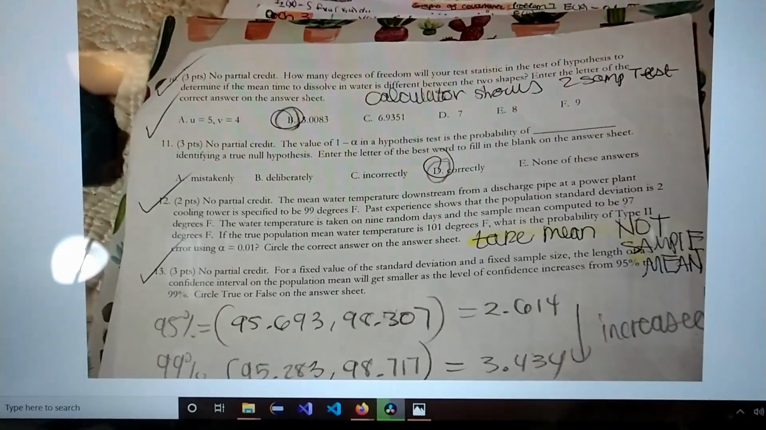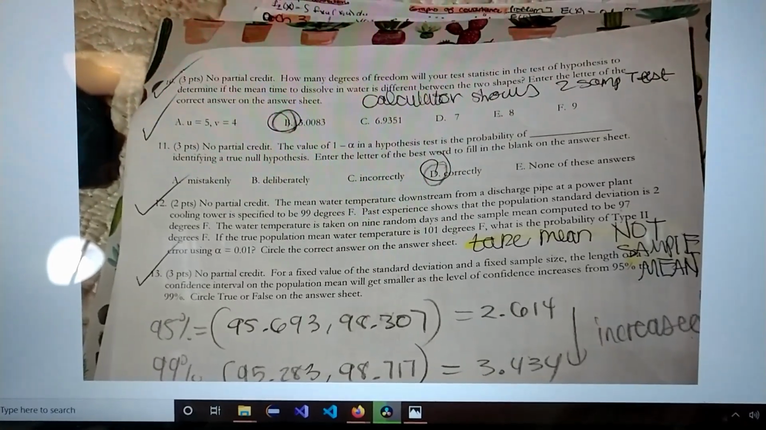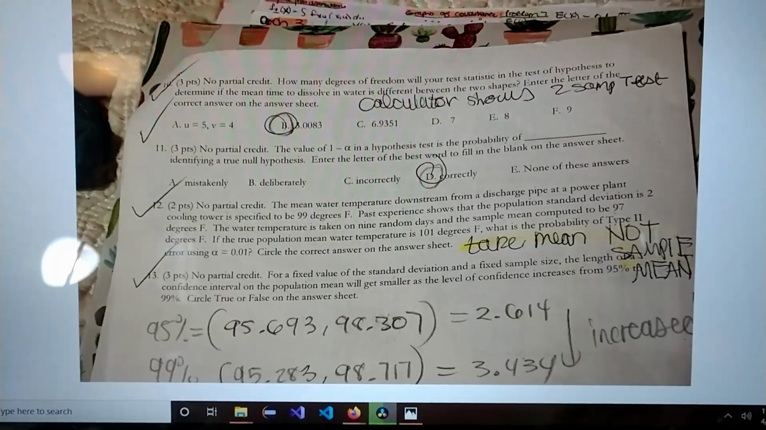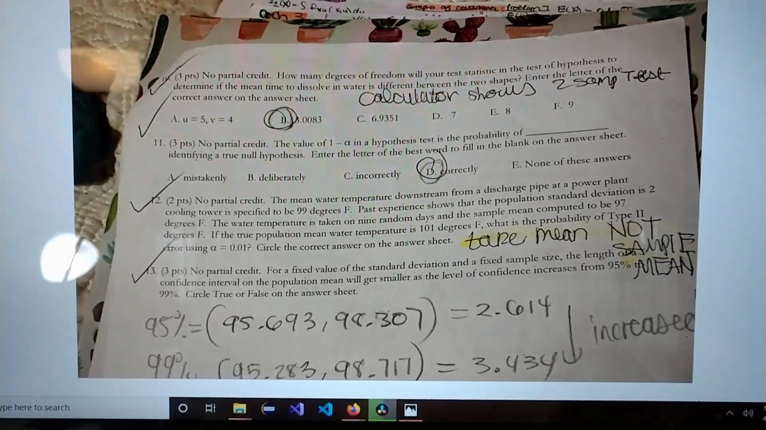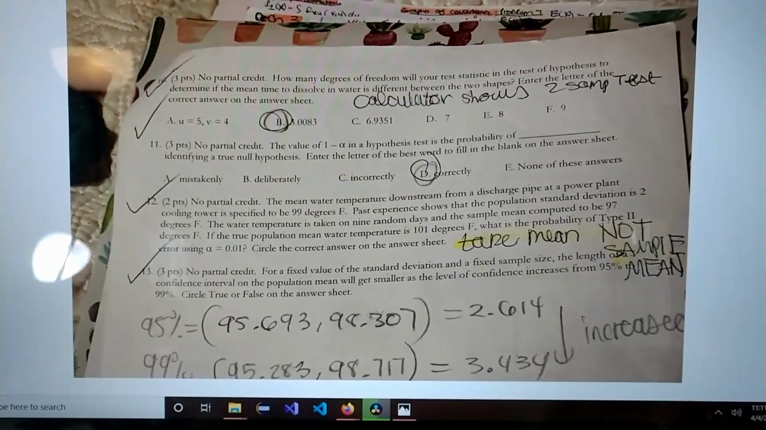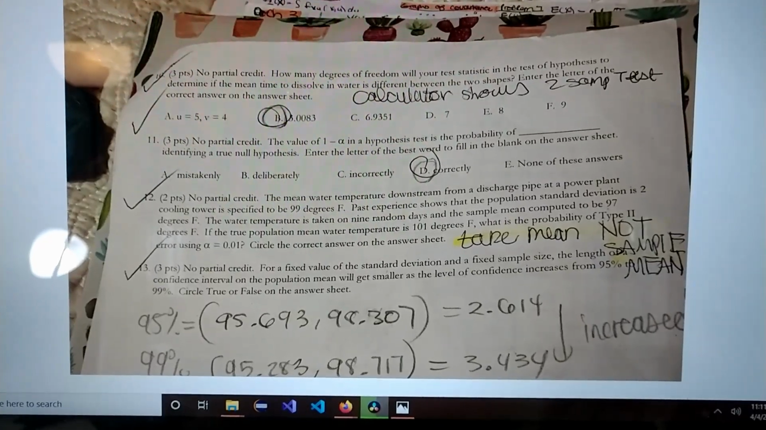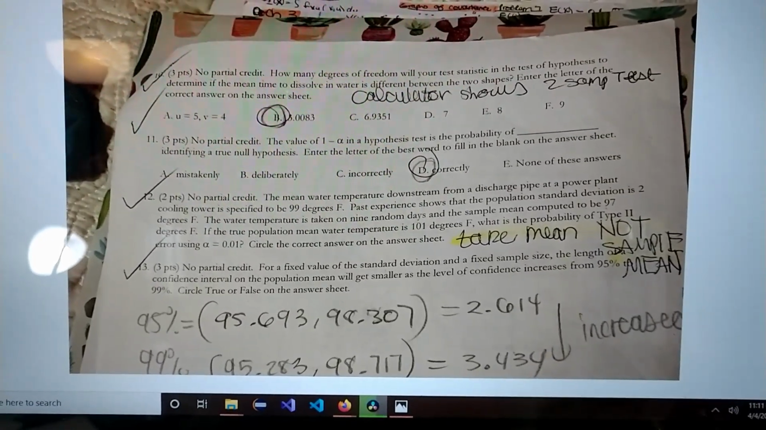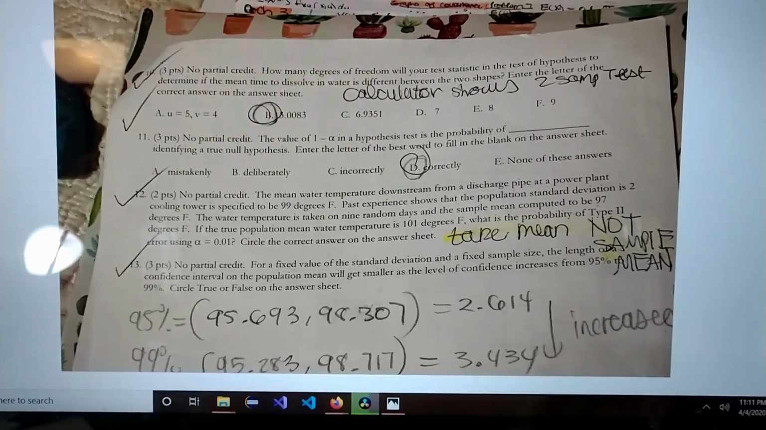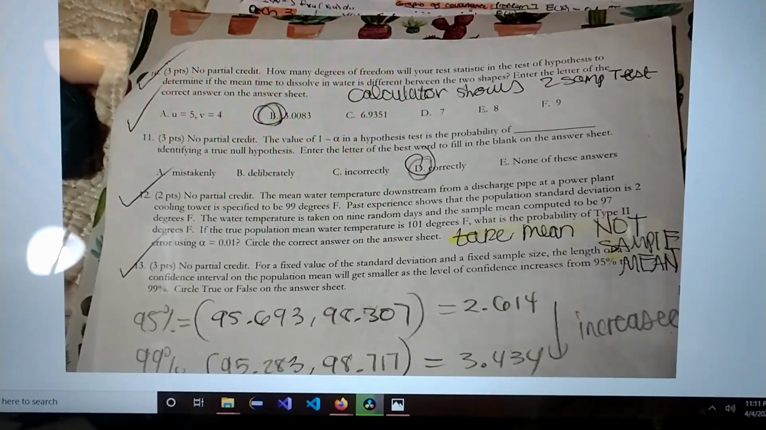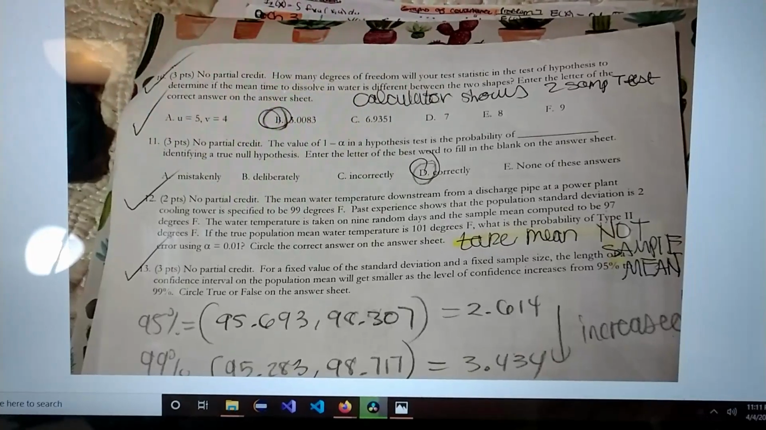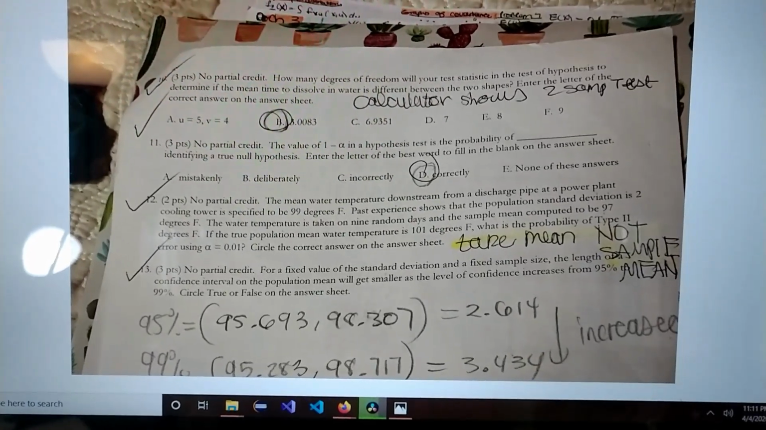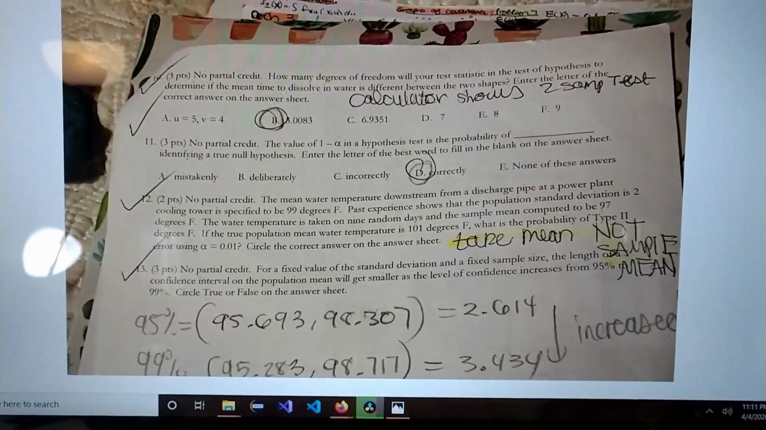Okay, so this next question is a fill in the blank, labeled 11. The value of 1 minus alpha in a hypothesis test is the probability of blank, identifying a true null hypothesis. And so we're given the options mistakenly, deliberately, incorrectly, and correctly, or none of the answers. All right, so let's take a look at this.